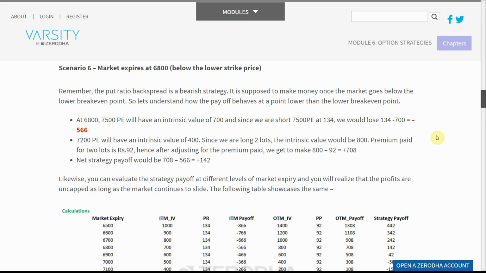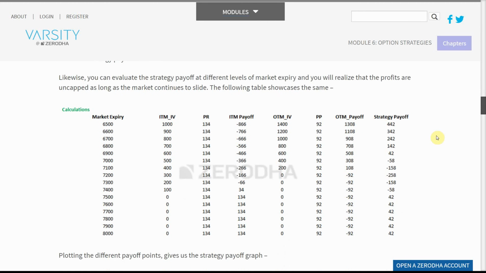The 7,200 PE will have an intrinsic value of 400. Since we are long 2 lots, the intrinsic value would be 800. Premium paid for 2 lots is 92 rupees. Hence, after adjusting for the premium paid, we make 800 - 92 = +708. Net strategy payoff would be 708 - 566 = +142. Likewise, you can evaluate the strategy payoff at different levels of market expiry, and you will realize that the profits are uncapped as long as the market continues to slide. The following table showcases the same.